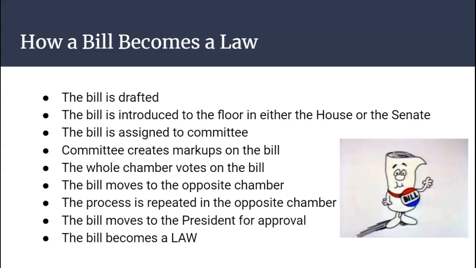And then let's say it gets passed in both the House and the Senate and moves to the President for approval. If the President says yes, the bill becomes a law. Remember, if the President says no, that's what's called a veto. Congress can override a veto with a 2/3 vote. So that's one of the checks and balances. It's got two. So you get to kind of see how it plays in here.